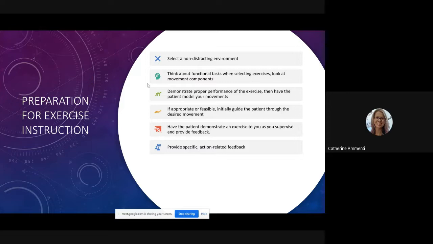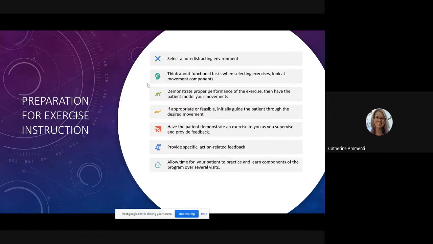Provide specific action-related feedback. So when you did that exercise, I saw your back was arched, so I want you to squeeze your glutes a little bit harder, tilt your pelvis a little bit more posterior, or backwards. Posteriorly, they may not understand what posterior is. So make sure you're using language that they understand.